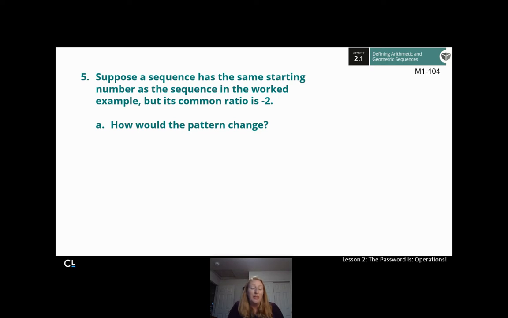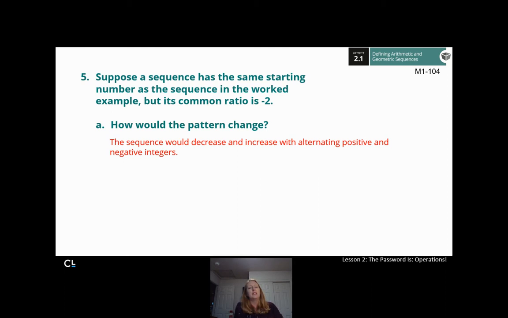I don't know about you, but I was like, ooh, that pattern's going to change. Because if I'm multiplying by a negative, you know how this goes. A positive times a negative will give me a negative. But then I multiply by a negative again, which would make it a positive. Then again a negative, and then again a positive. Do you see what's happening here? This means my sequence would alternate negative to positive to negative to positive, with alternating positive and negative integers. Yeah, it's weird. It's going to be bouncing all over the place.